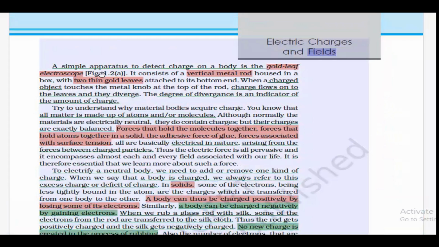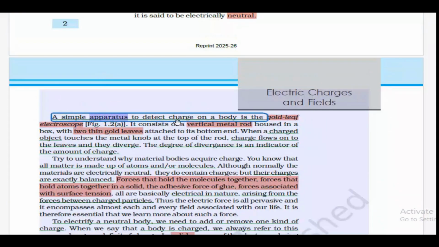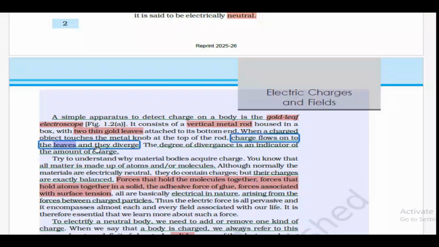Electric charges and fields. A simple apparatus to detect charge on a body is the gold leaf electroscope, Fig 1.2a. It consists of a vertical metal rod housed in a box, with two thin gold leaves attached to its bottom end. When a charged object touches the metal knob at the top of the rod, charge flows onto the leaves and they diverge. The degree of divergence is an indicator of the amount of charge.